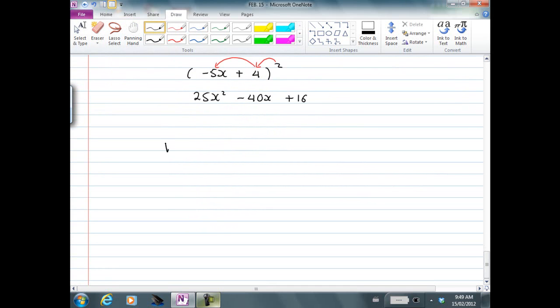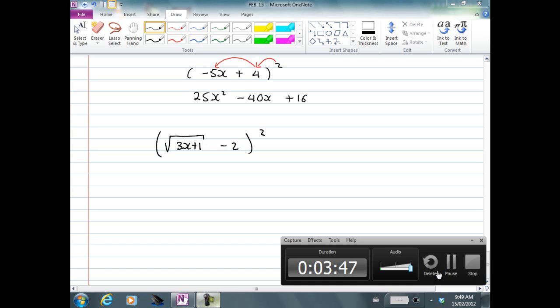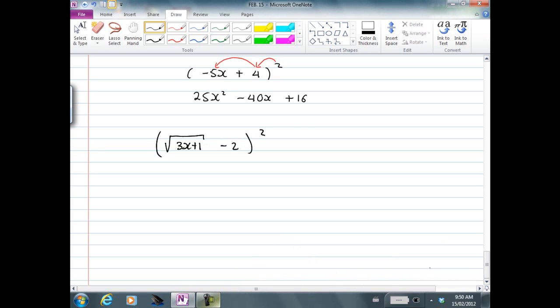What if I give you this nasty one? 3x plus 1 minus 2, all squared. I'm going to pause it. If I expand this out using the shortcut technique, what's the first term going to be? The first term is you take this whole thing and just square it. What's this whole thing squared? Good, so we'll write down 3x plus 1. No tricks.